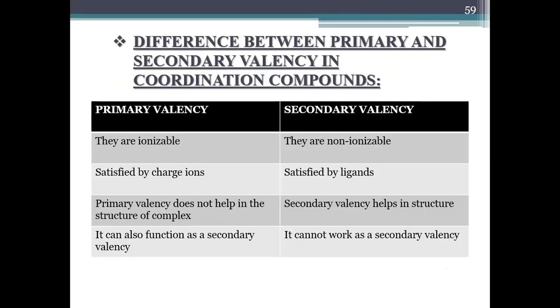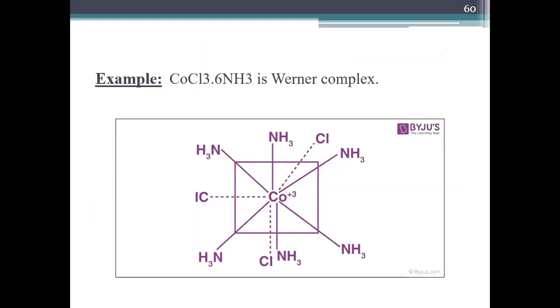This is the difference between the secondary valency and primary valency. Primary valency: they are ionizable, satisfied by the charged ions. Primary valency does not help in the structure of the complex, and it can also function as a secondary valency. Secondary valency: they are non-ionizable, satisfied by the ligands. Secondary valency helps in the structure. It cannot work as a primary valency. This is the example of a Werner complex.